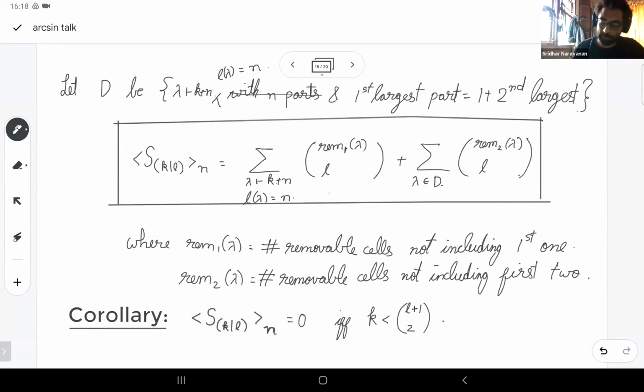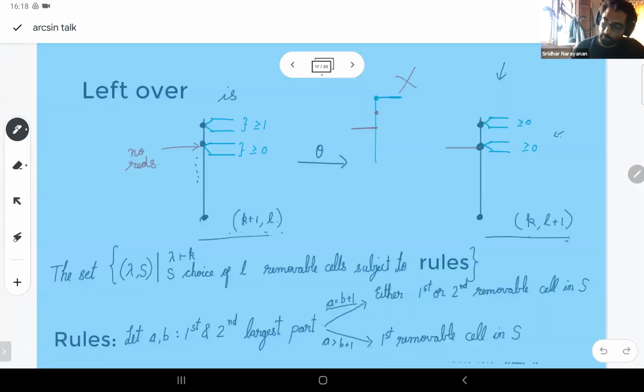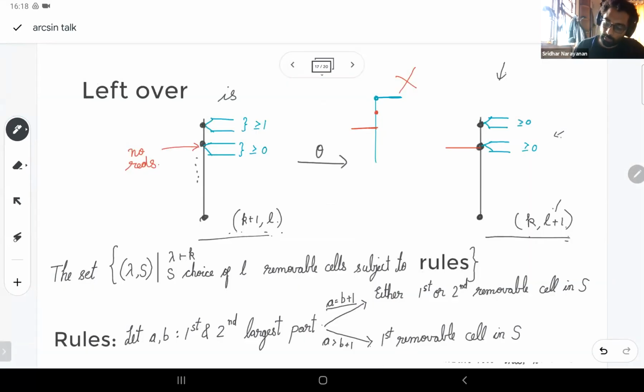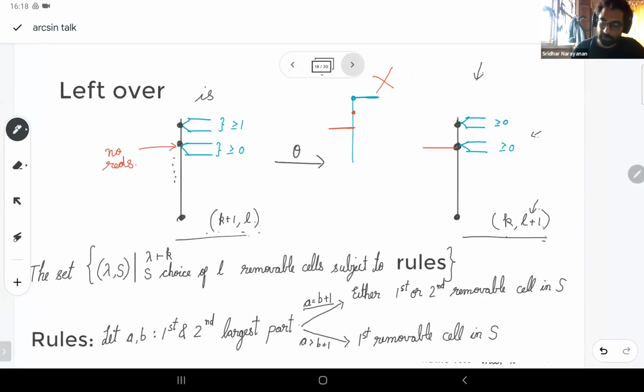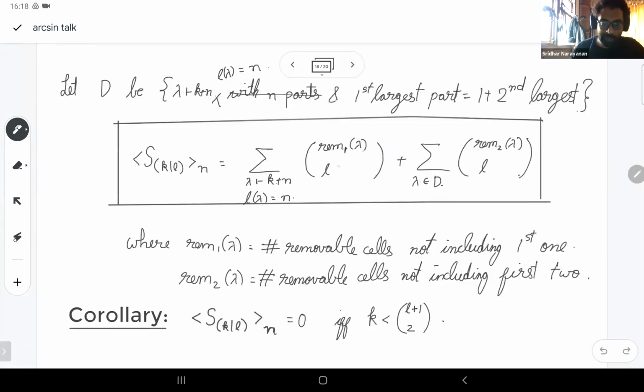If it is not, it has the same formula as last time. It's just all of the removable cells, not including the first one. And then you have to choose L of them, because here we're counting L plus 1 red parts, but we know that the first red part is the first one. So the first one is fixed, and there are L left. So we're choosing L out of all of the removable cells that are not in the first row.